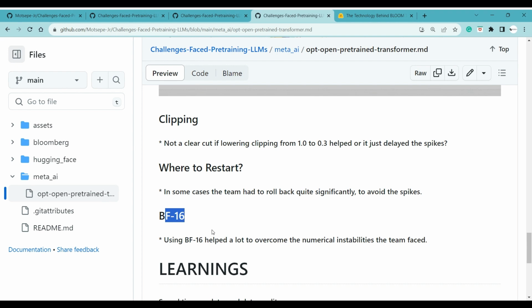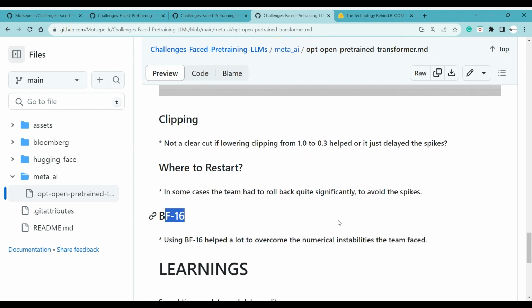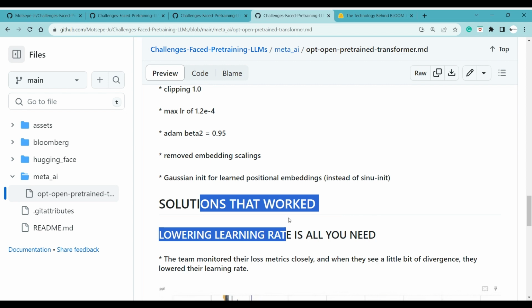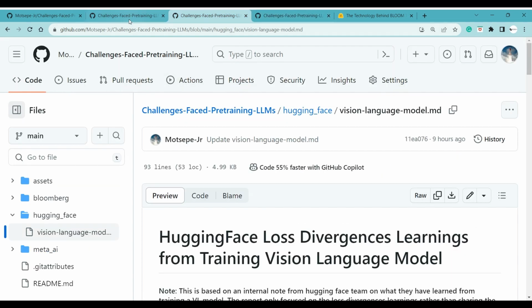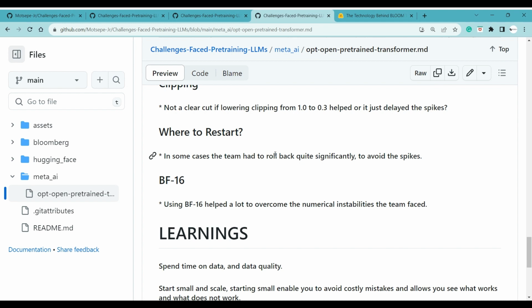BF16, in this case, they say that it worked very, very well. It helped the team overcome the numerical instabilities that they faced. So this is quite interesting. I have to say thanks to the people that worked on this project, the Meta team and everyone, even from Hugging Face. It's really good to learn from these challenges.